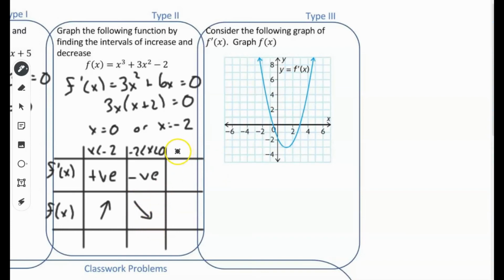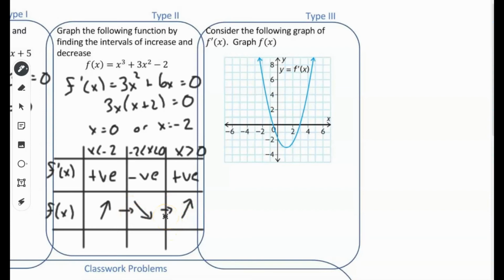Lastly, we would want something greater than 0, like 1, for example. If you have 1, this would be positive, and this would be positive, and a positive times a positive is positive. So here your function is increasing. And we know in between them, we have our horizontal tangents.